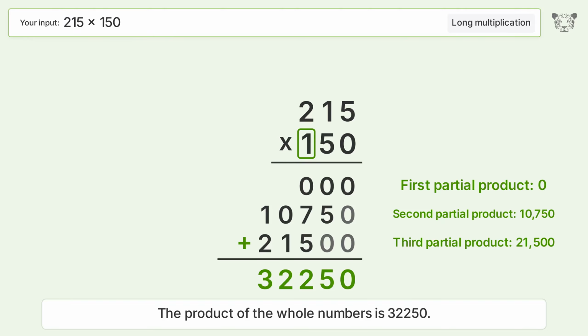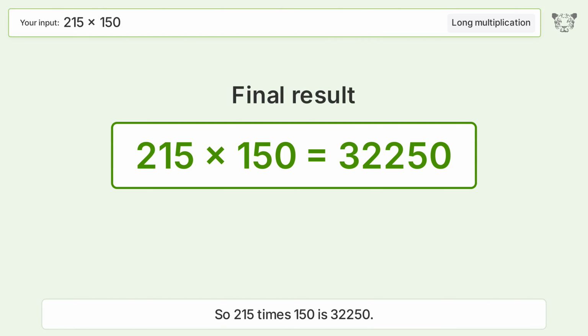The product of the whole numbers is 32,250. So 215 times 150 is 32,250.